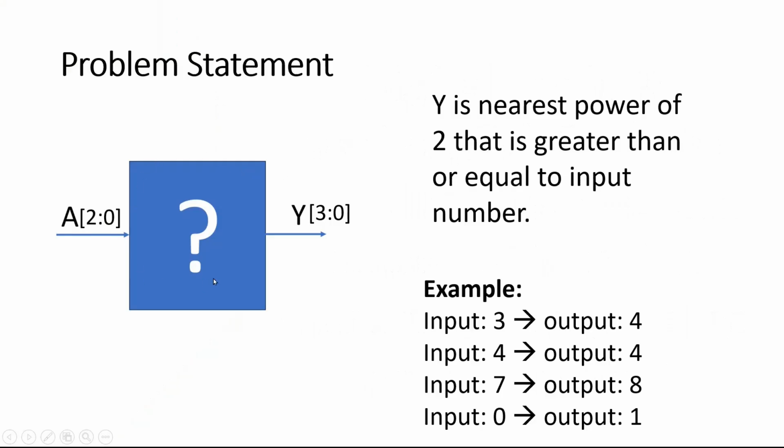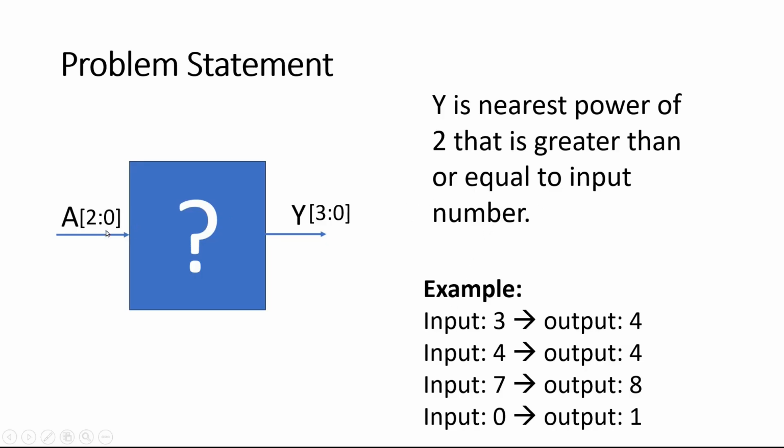Friends, you have to write the Verilog or SystemVerilog code for this unknown block. Let us assume that its input is 3 bits long and its output will obviously be 4 bits long. Y is the nearest power of 2 that is greater than or equal to the input number. Let me take a few examples.